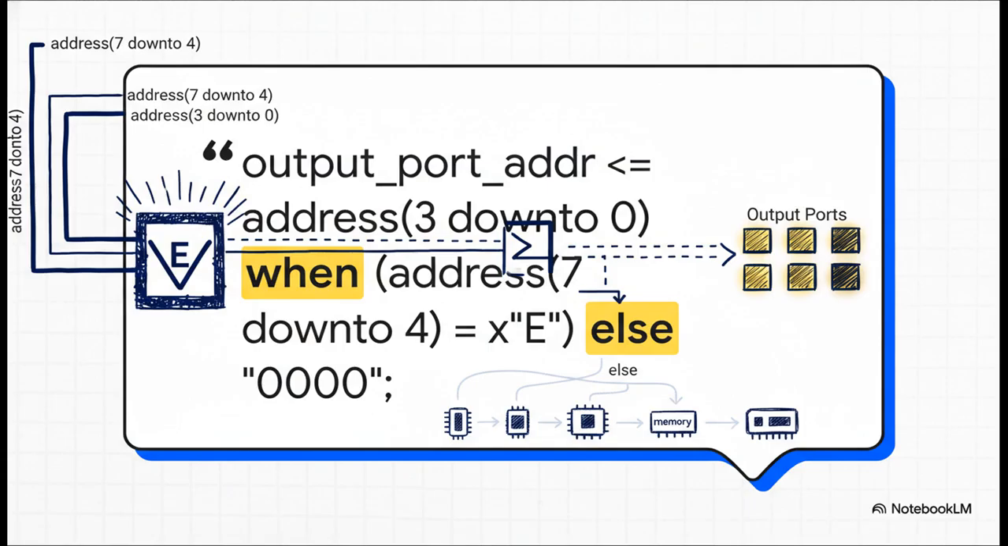So to find the output ports, the code looks at the first 4 bits of the address. If they match the pattern for the hex value E, and hex is just a shorthand we use for binary, it knows that the address must be somewhere between 0xE0 and 0xEF, and boom, it activates an output port.